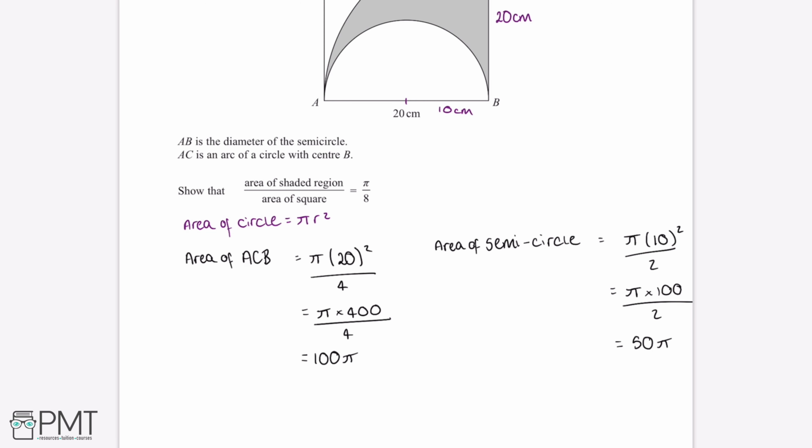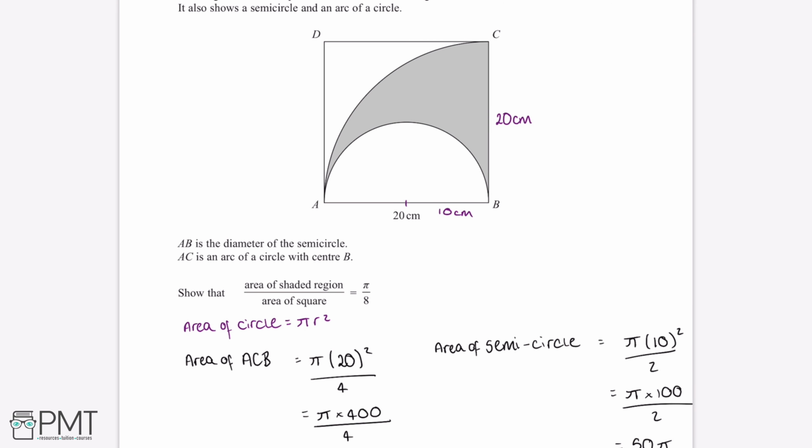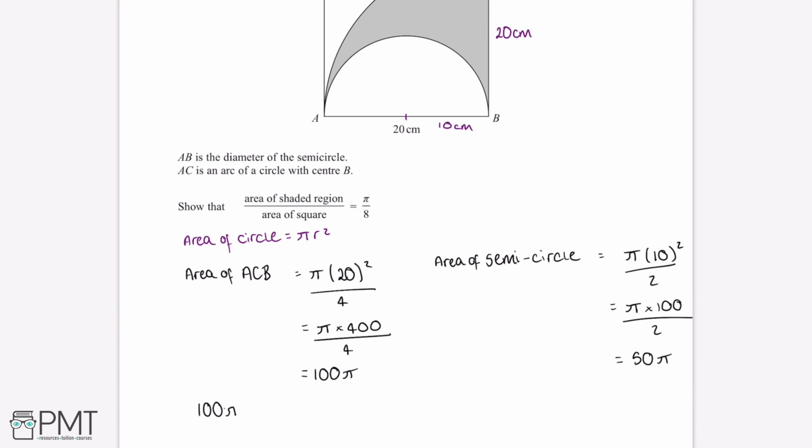So now if we look back at the diagram, we've worked out the full area of this quarter circle and we've worked out the area of this semicircle. So the area of the shaded region will be 100 pi minus 50 pi. And 100 pi minus 50 pi is equal to 50 pi. So now the final thing we need to do, in order to show that the area of the shaded region divided by the area of the square is pi over 8, we'll need to work out the area of the square.